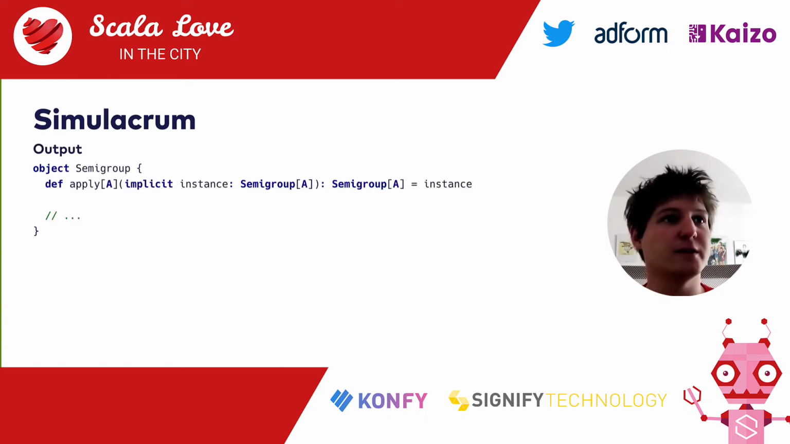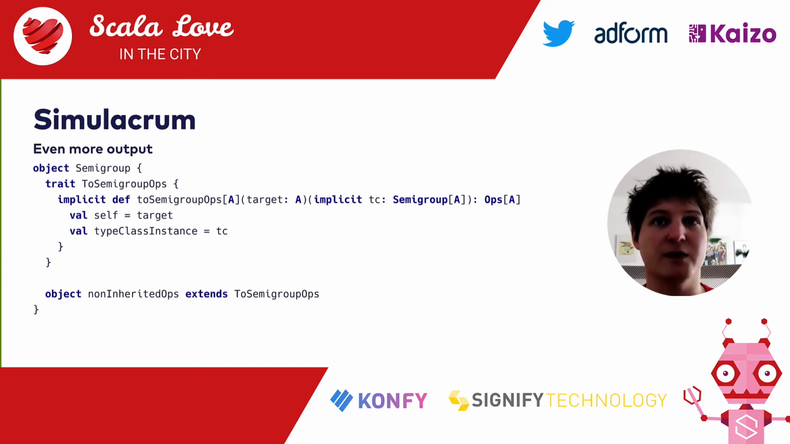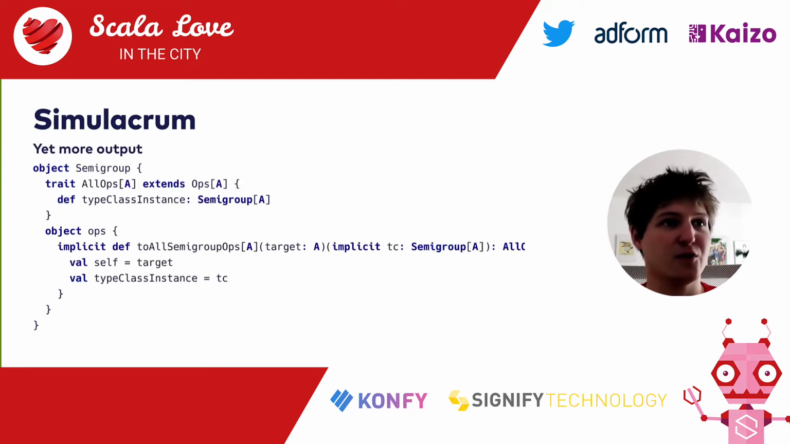So you get a semigroup object, which has an apply method. The semigroup object also has an embedded trait, and there's another embedded trait that contains an implicit. Then you have an object that extends from this trait, and then you have another trait and another object. So all of that stuff is going on just for writing a simple type class.